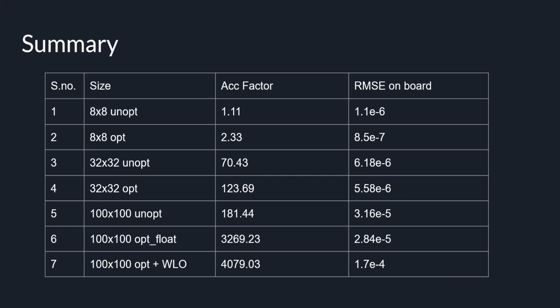So to summarize, these are all the results we obtained. As you can see, the acceleration factor for optimized is always more than the unoptimized version. And as we're increasing the matrix sizes, our acceleration factor is also significantly increasing. This is something we had expected. And the RMS error follows a similar pattern. The optimized and unoptimized approximately have the same RMS error, but the only difference here being the word length optimization, where the RMS error has increased because we've used lesser number of bits. This is something we had expected.